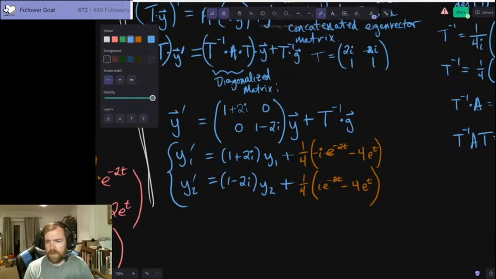It looks like a differential equation. And each of them individually looks like what kind of differential equation? Well, first order.